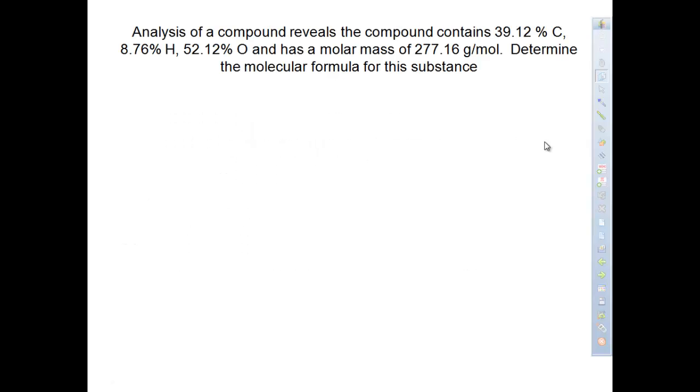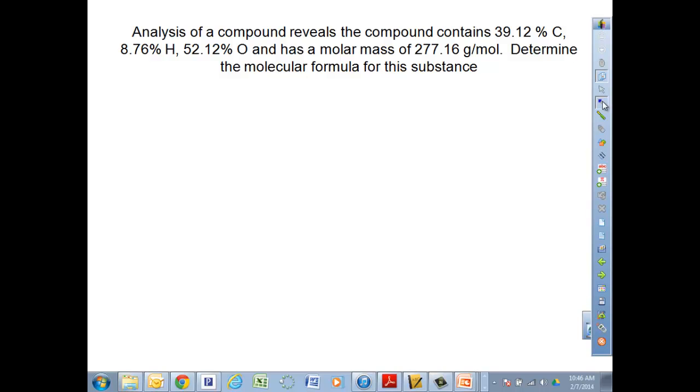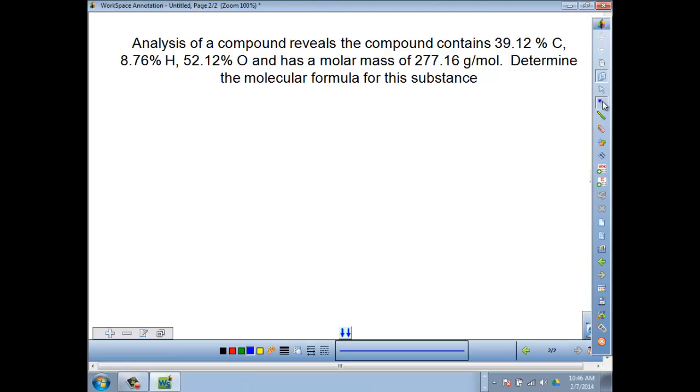It says analysis of a compound reveals the compound contains 39.12% carbon, 8.76% hydrogen, 52.12% oxygen. It has a molar mass of 277.16. Remember, I told you that's going to be that given. That's that molar or molecular mass. And it says determine the molecular formula for this substance.